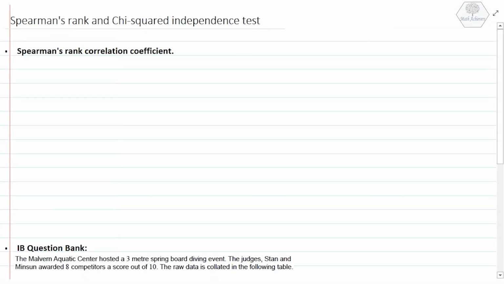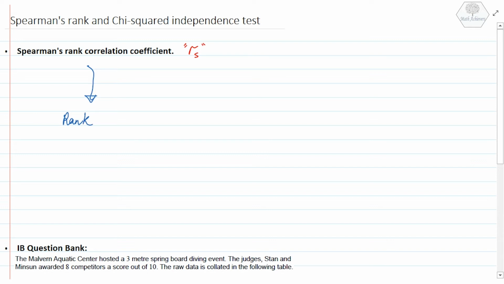Hi, our lesson now is about Spearman's rank and chi-square independence test. Let's start by talking about the Spearman's rank correlation coefficient. We refer to it as RS. The Spearman's rank is somehow like the Pearson's product moment correlation coefficient, but the only difference is that for Spearman's rank, I take the rank of my data.